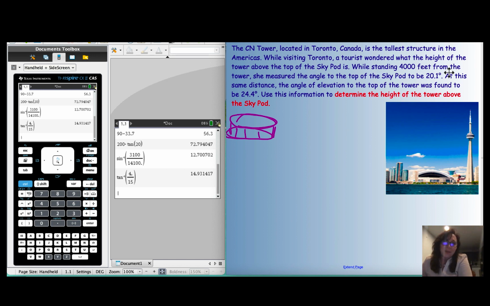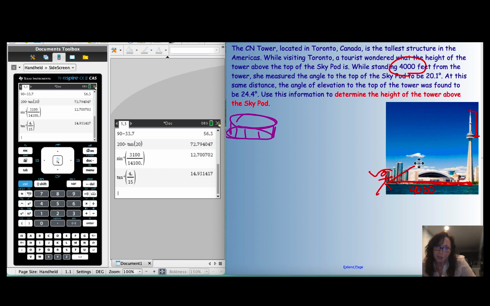Okay, so what they're saying is, while standing 4,000 feet from the tower, so we're assuming that this person is standing on the ground. So we'll say this is 4,000 feet across the water, of course. And let's see, what do we know? We know that she measured the angle to the top of the sky tower. So what they're looking for realistically is this length from here to here. They want that length. And so we're not moving. This person's still here. Somebody's standing there.